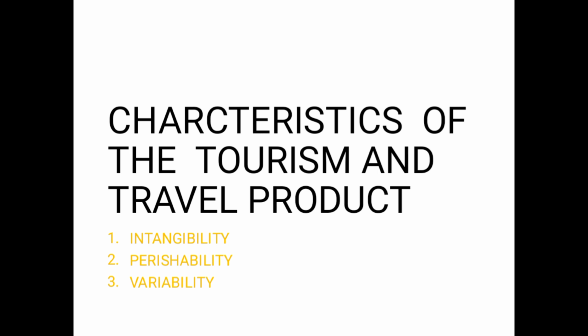Then next we go to perishability. Perishability means that it can easily go bad and it cannot be renewed once lost. Next, we go to variability. Variability, from the word vary, means they cannot be the same everywhere. They vary from time to time. In that, we also have seasons in the tourism industry. We'll talk about that later as we go on. We'll understand this more.